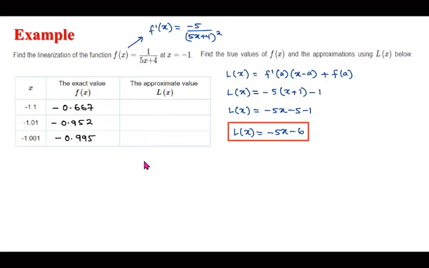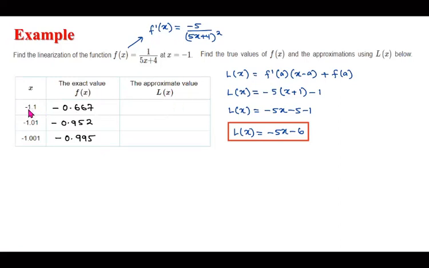So these are the exact values. And here we want to see the approximate values. Now you'll see that the approximate value will be closer to the exact value if we go closer and closer to -1. So -1.1, -1.01, -1.001, that means we are heading closer and closer to that -1. That means as we go down here, the value will be more and more accurate. That means the approximate value will start getting closer and closer to that.